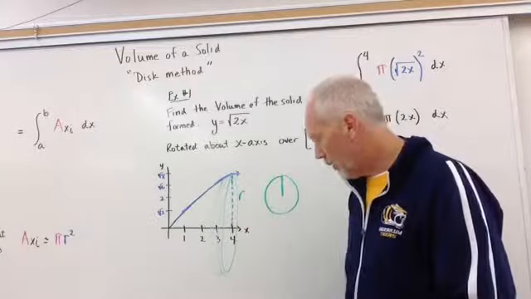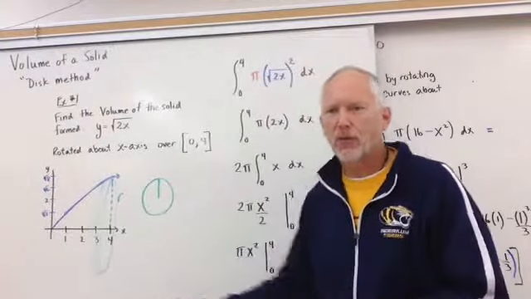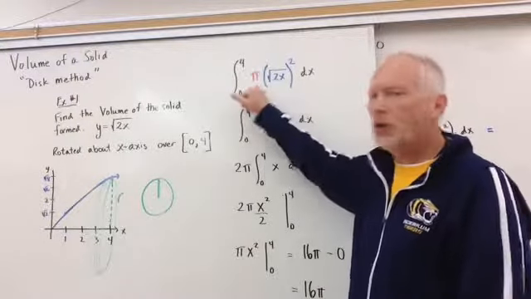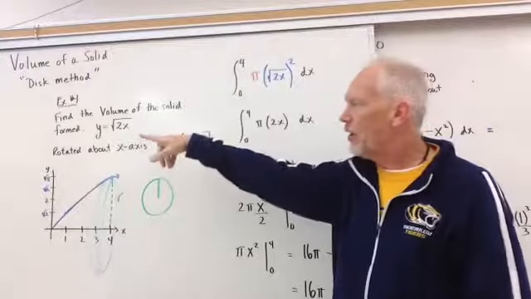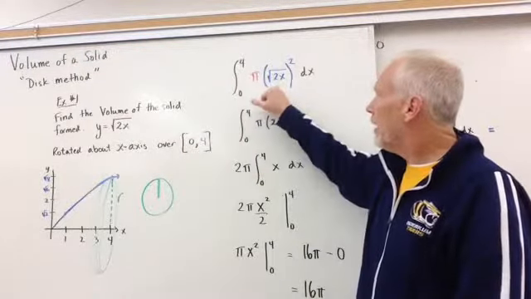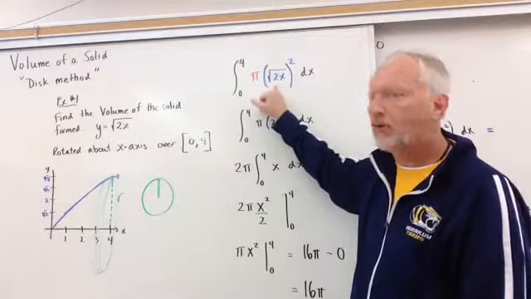So how do we put that together? Now that you have a visual of what's happening, we're going to go from 0 to 4. We include pi because pi is in the equation, since we have a circular area that we're looking for. Our r, which is our radius, is the function itself, the square root of 2x.